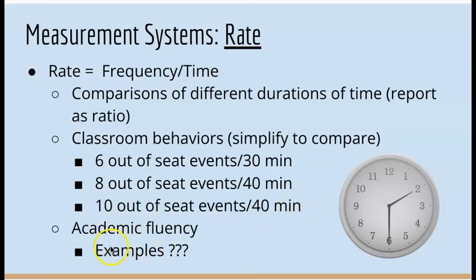Can you think of any academic fluency examples? So, for example, have you ever measured a learner's reading fluency? How many words read correctly per minute? That's academic fluency. It's the frequency or count of the number of words in a specific period of time, typically 1 minute. Also think about minute math problems. How many math problems can the learner complete correctly in 1 minute? Again, it's the count correct in a period of time. So it's rate. Anytime you do words per minute, miles per hour, you're looking at rate.